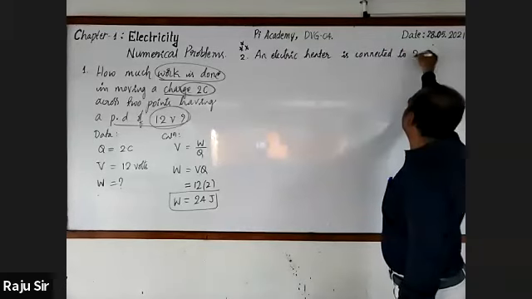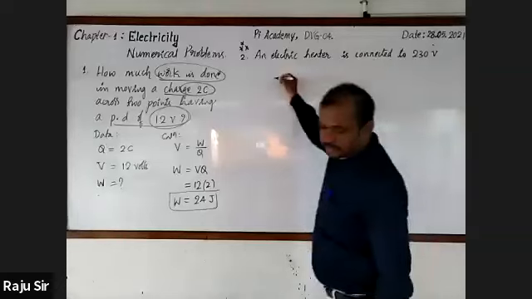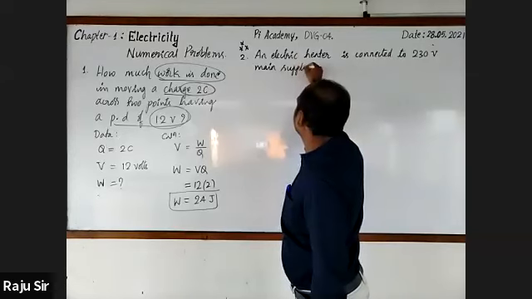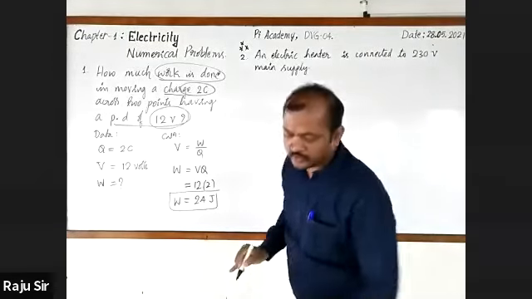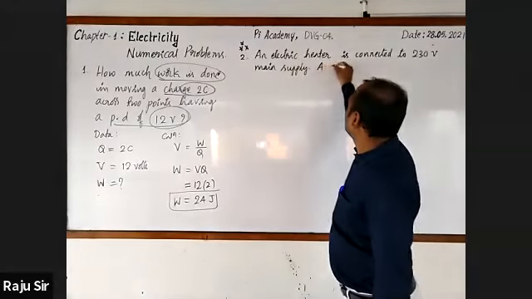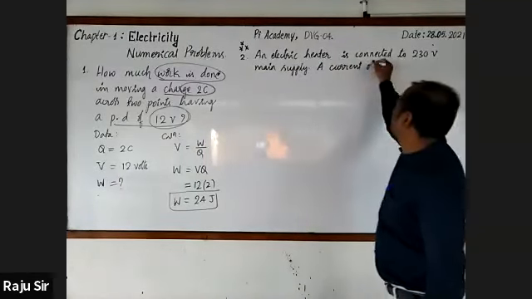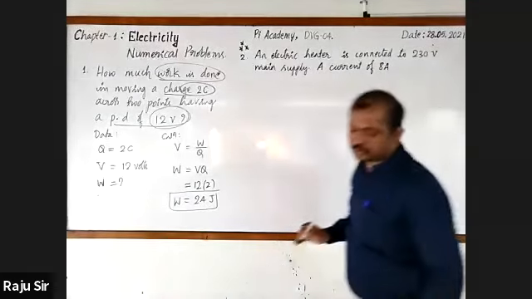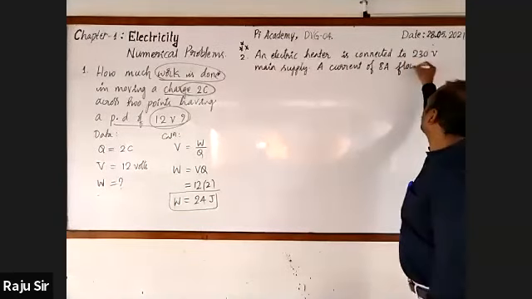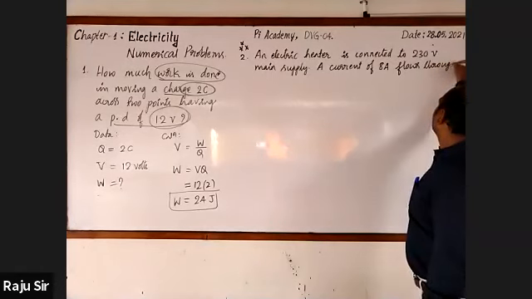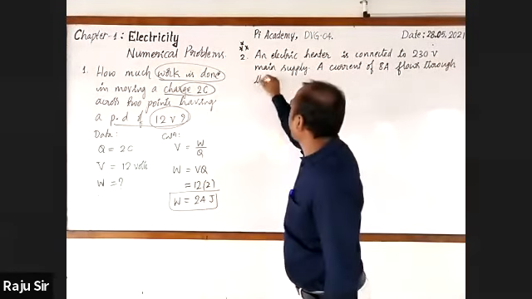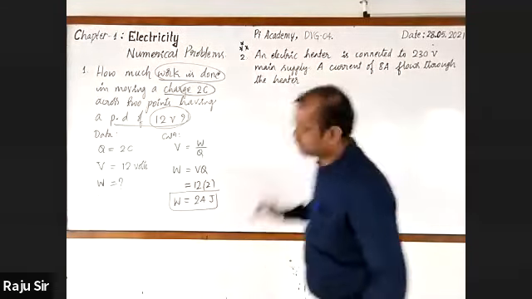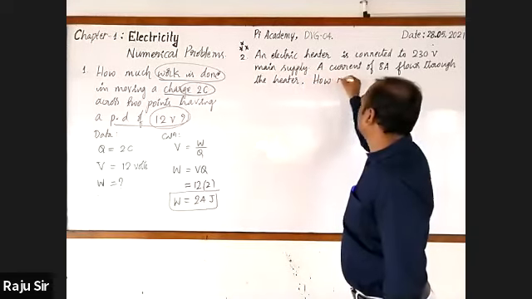An electric heater is connected to 230 volt mains supply. A current of 8 amps flows through the heater. There are two sub questions.